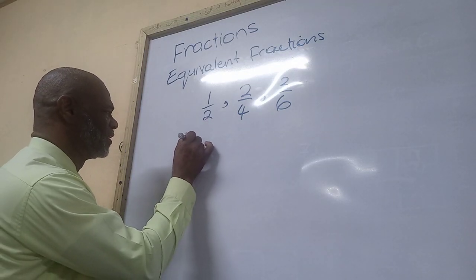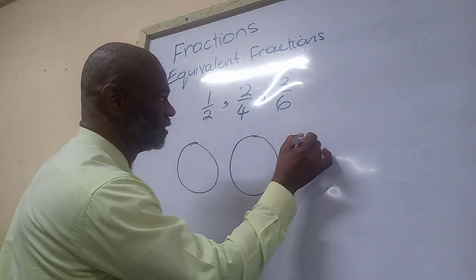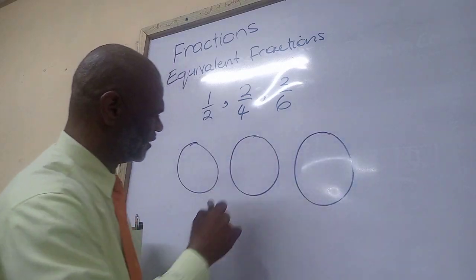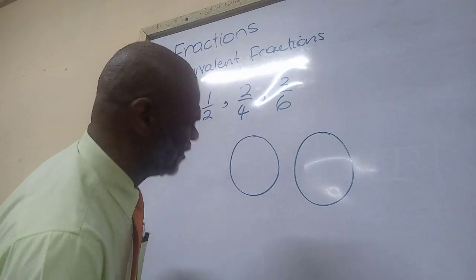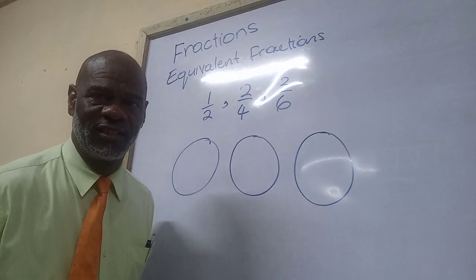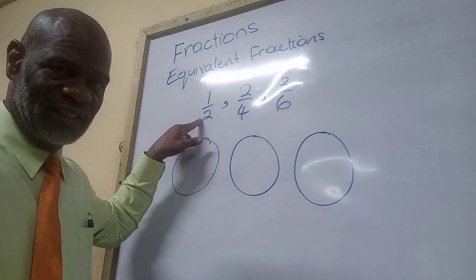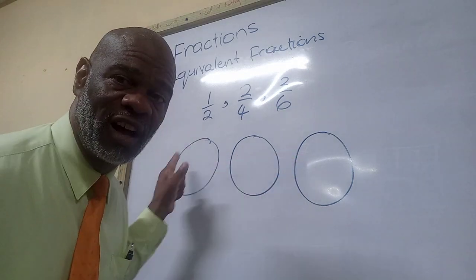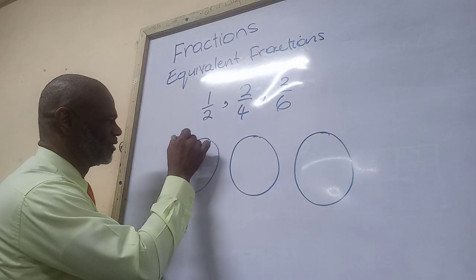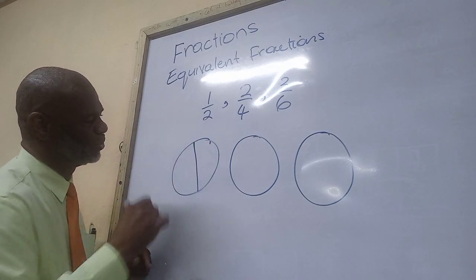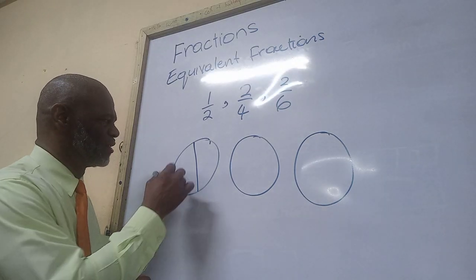Let's see, we have them the same size. So these are pizza. I love pizza. You love pizza? Alright, so this pizza is divided into two equal parts.